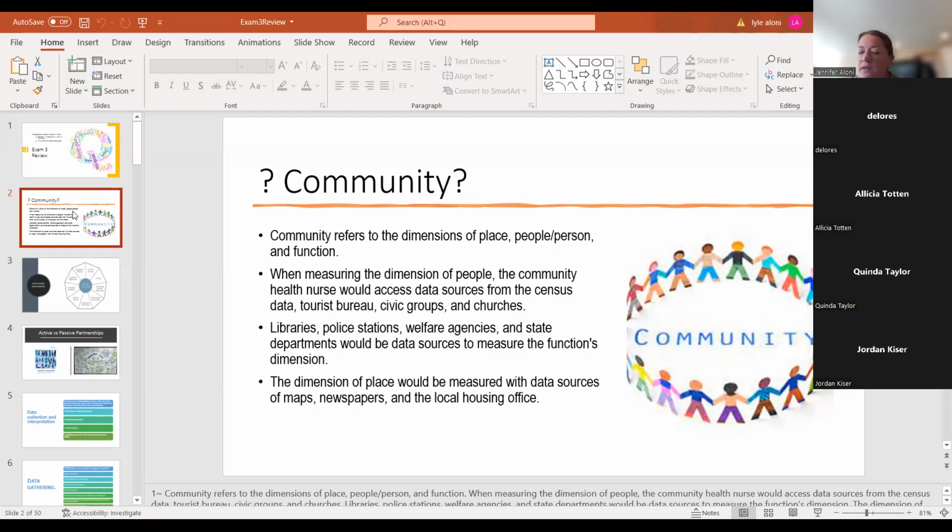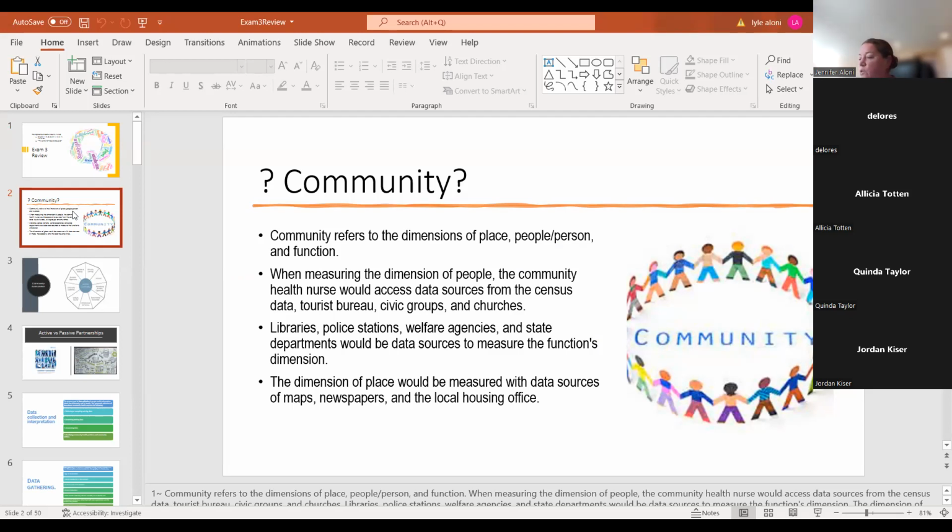When we're looking at a community, things we're going to focus on are going to be our census data, our tourist bureau, our civic groups, and our churches. Libraries, police stations, and welfare agencies would be data sources to measure the functions dimension, and the dimension of the place would be measured with data sources such as maps, newspapers, and local housing office.